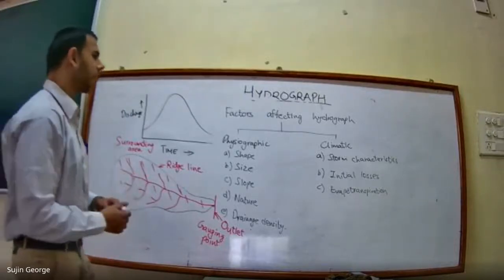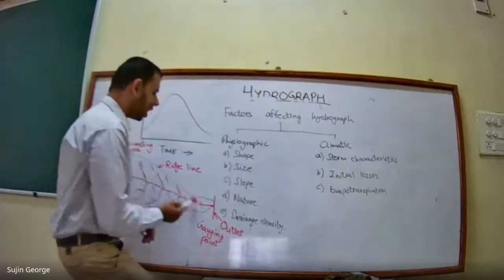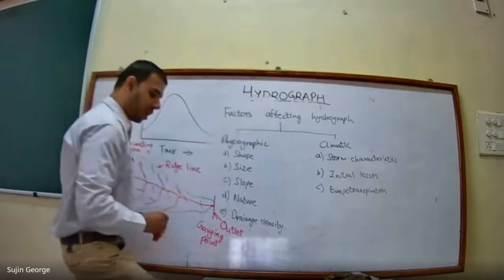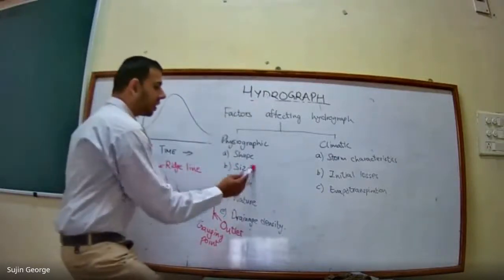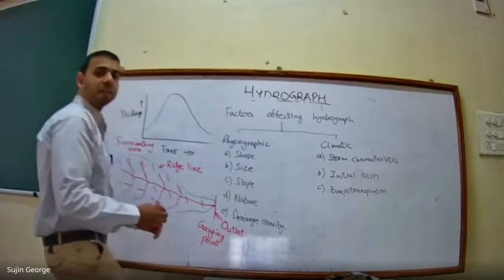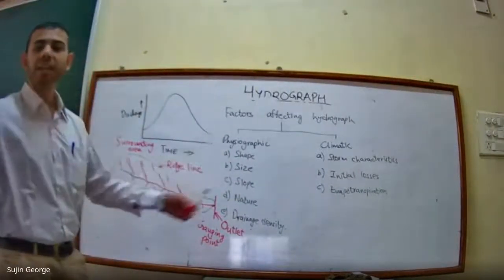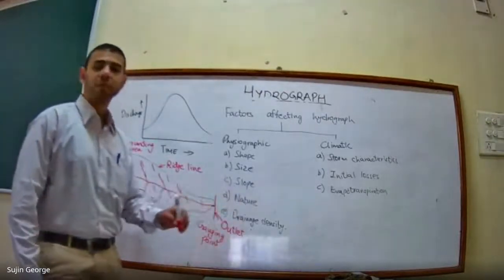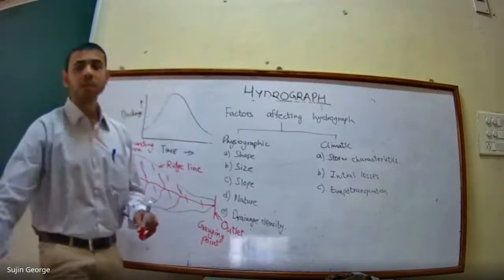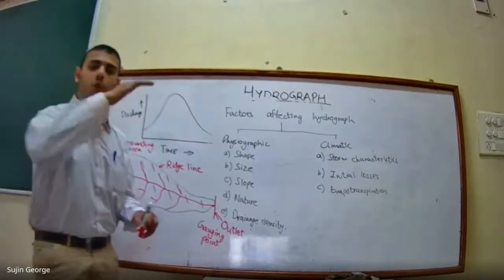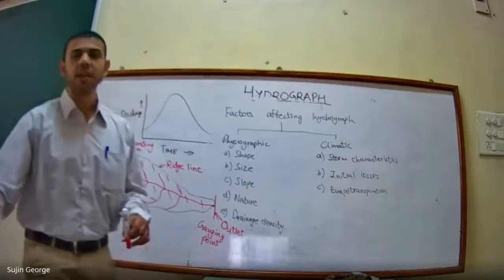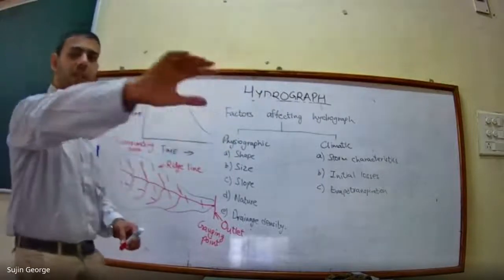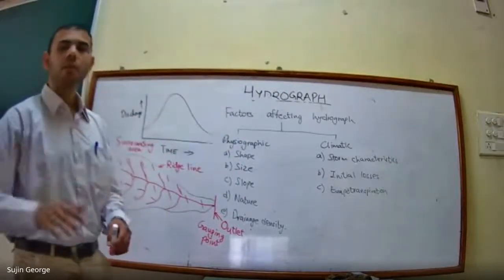So you can see the physiographic factors are the shape of the catchment. The hydrograph is affected by the shape of the catchment. It is affected by the size of the catchment, whether the catchment area is small or large. It is affected by the slope of the catchment. Slope controls the runoff volume. If the slope is steep, the runoff volume will be higher. If the slope is gentle, then the runoff volume will be slow.